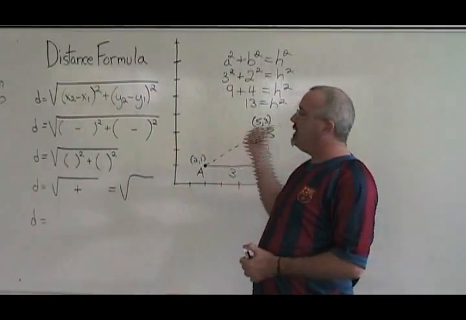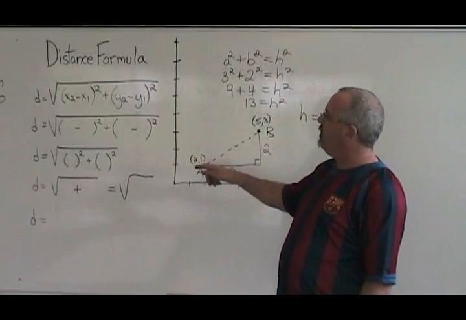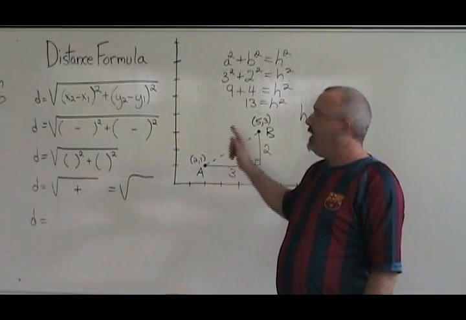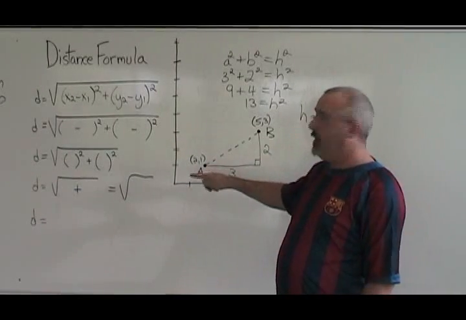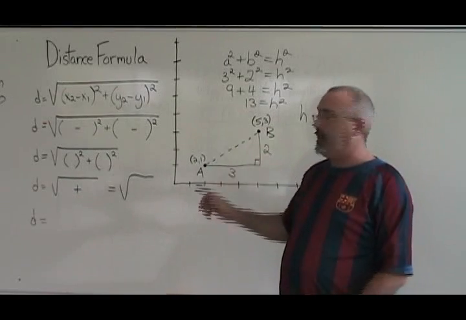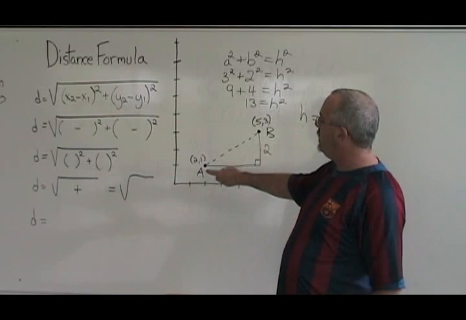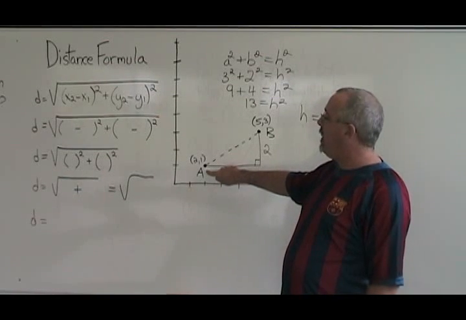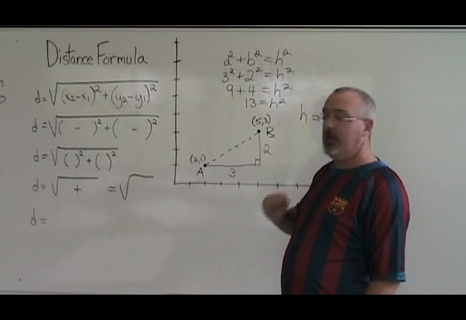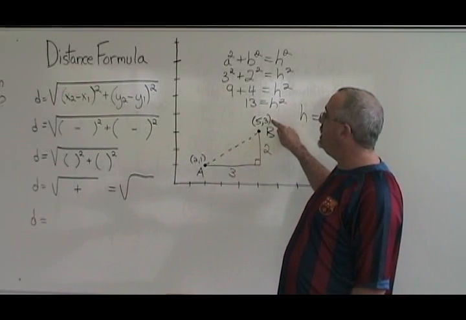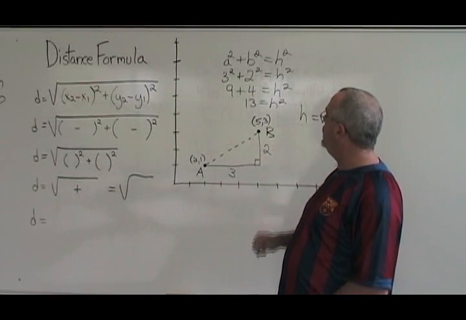So let's take the same situation and plug it into the distance formula. We have to decide which is our point 1 and which is our point 2. In the case of the distance formula, it doesn't matter. You can call this point 1 and go that way, or call this point 1 and go that way, and you will get the same distance either way. So just for this example, I am going to call point A my point 1. Therefore, my x1 is 2 and my y1 is 1. Point B is point 2, my x2 is 5, and my y2 is 3.